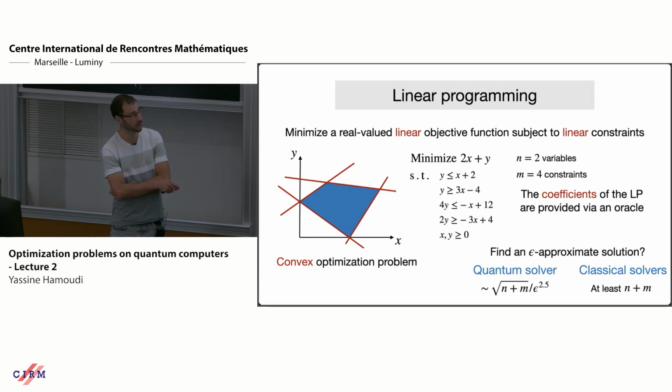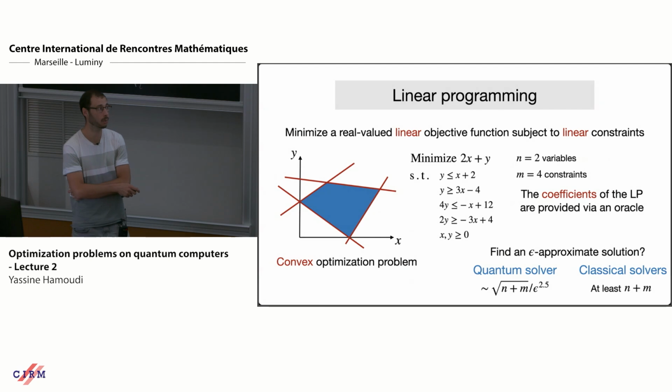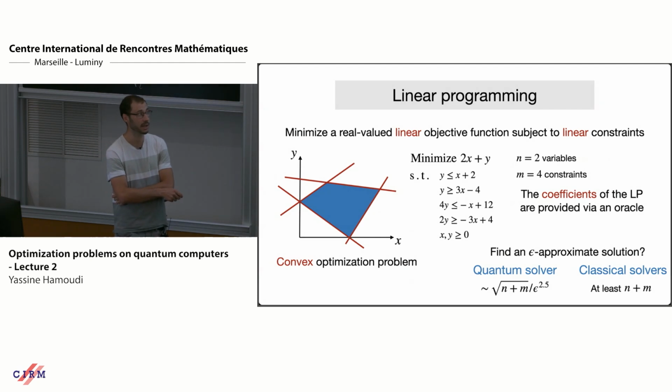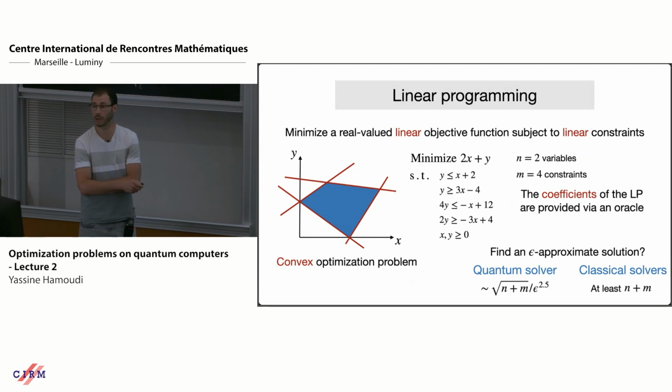Now, classically, the literature is a bit complicated to explore, but essentially, you always need at least n plus m classical queries. Classically, you can improve the dependence on epsilon a lot, but you always have to pay at least that many classical queries. So the speed up is with respect to the dimension of the problem.